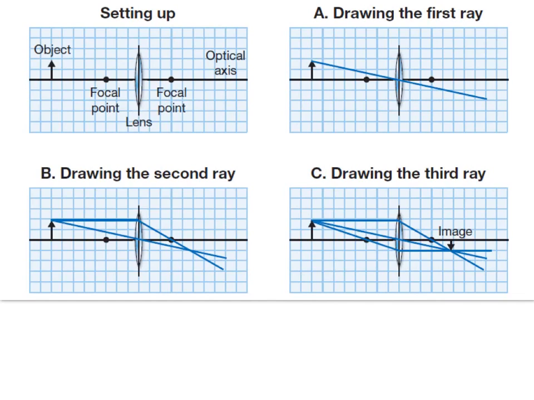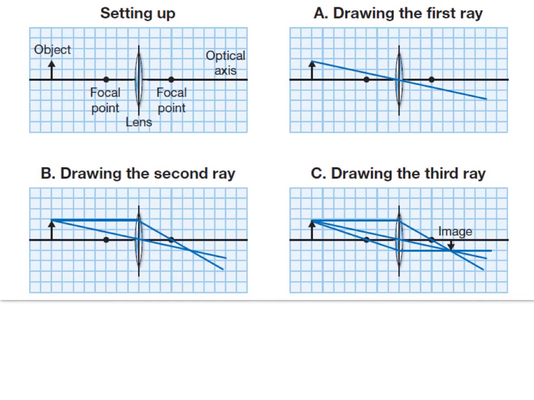Now the first ray will start at the tip of that arrow, the very top of the arrow, and it's going to pass right through the very exact center of that lens. And notice the center meaning where this lens line and the optical axis cross. So your first ray is going to go straight through that point, starting from the top of your object directly through the middle of it.